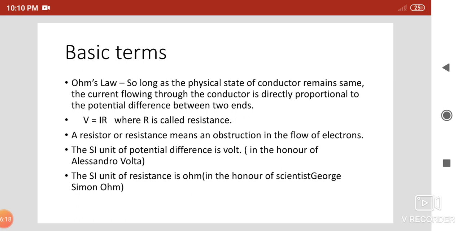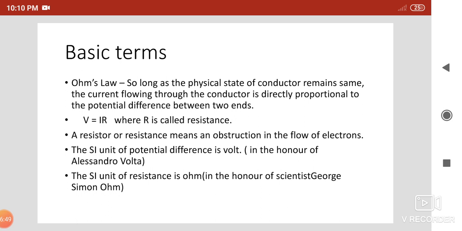Let us see the statement. So long as the physical state of the conductor remains the same, the current flowing through the conductor is directly proportional to the potential difference between its two ends. It means if you have taken one wire, and you apply more voltage, the wire should not melt, its density should not change, its color should not change.